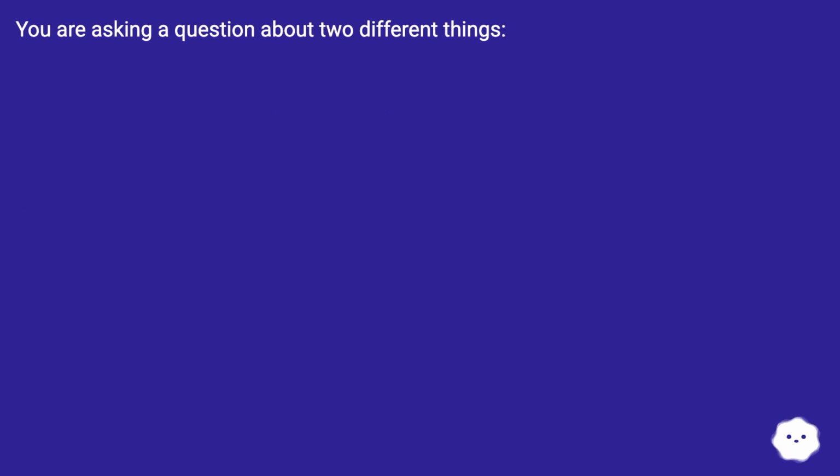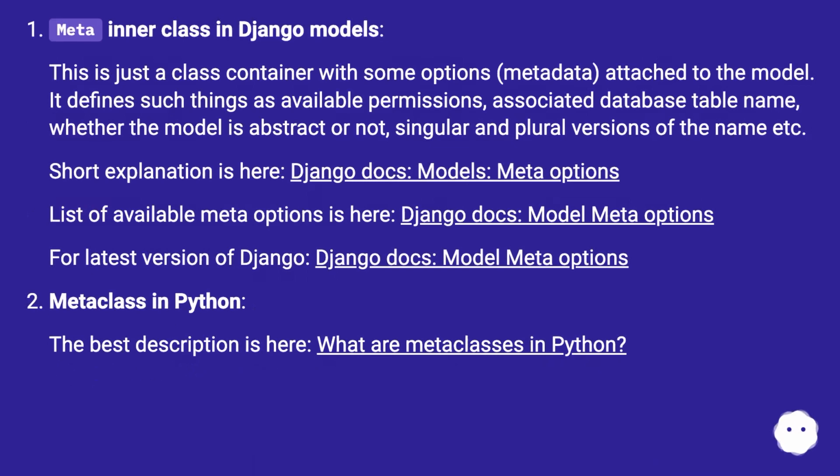You are asking a question about two different things. Meta inner class in Django models. This is just a class container with some options, metadata, attached to the model. It defines such things as available permissions, associated database table name, whether the model is abstract or not, singular and plural versions of the name, etc.